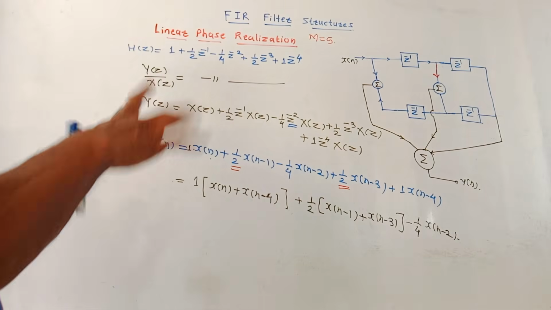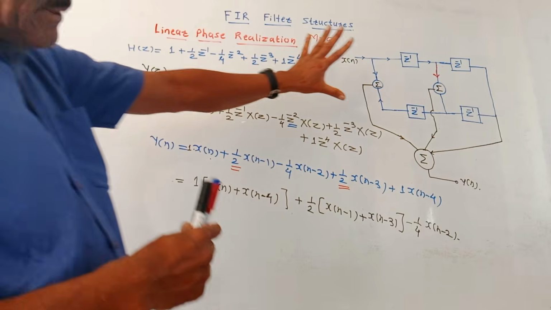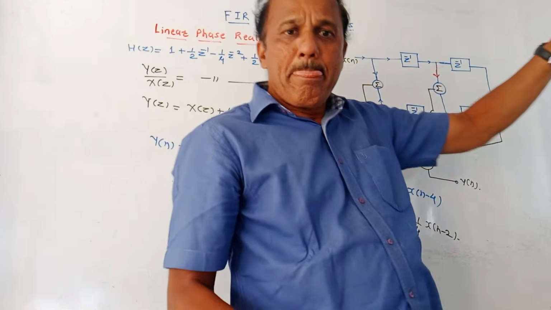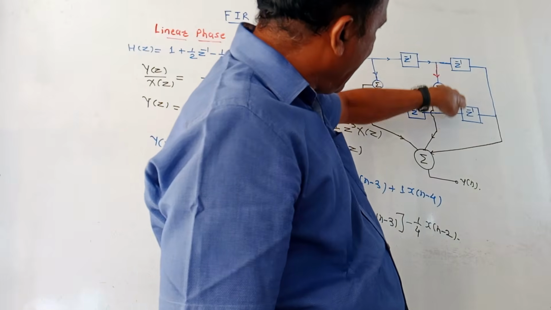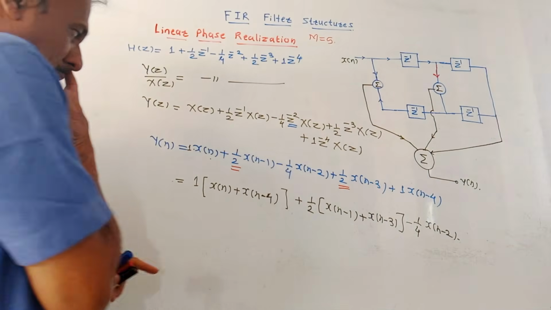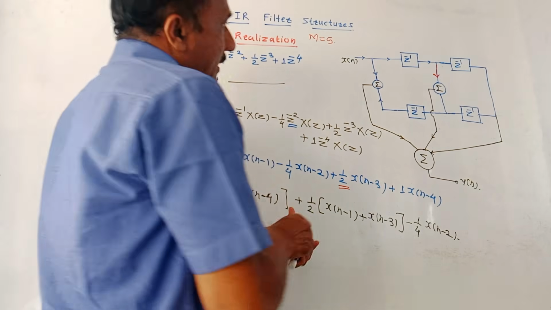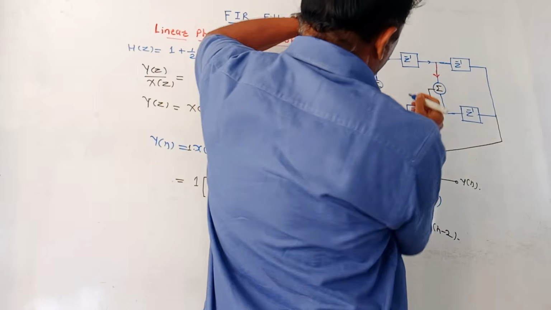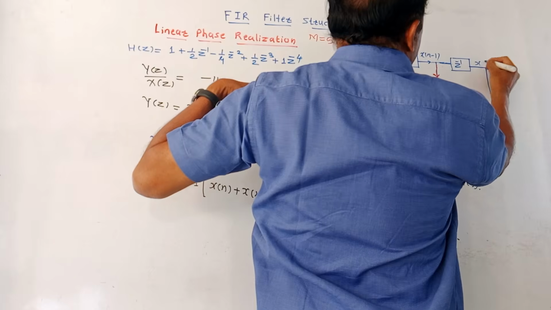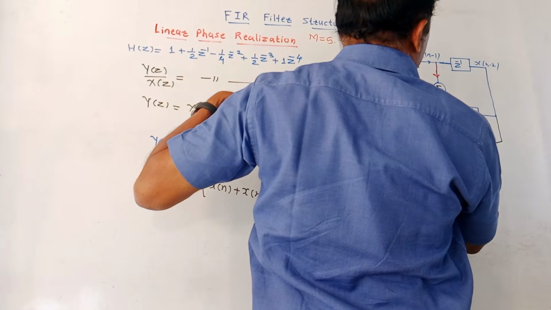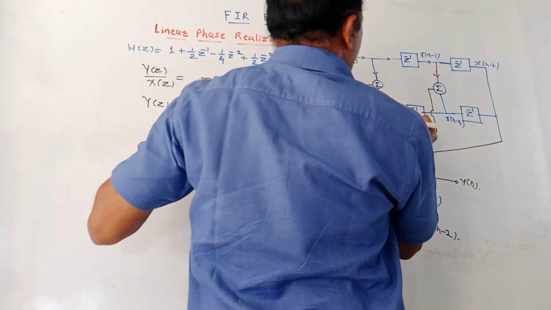Now the question arises, how to draw the realization structure. Very much similar to the earlier case. Observe this diagram. In the earlier case, at the last stage, I have used only one delay. Here, two delay elements are shown. That is the only difference. Observe the first term. It is x of n plus x of n minus 4. These are the given delays. So from this, you are getting x of n. Here, you will get x of n minus 1. Then here, you will get x of n minus 2. Here, you will get x of n minus 3. Here, you will get x of n minus 4.